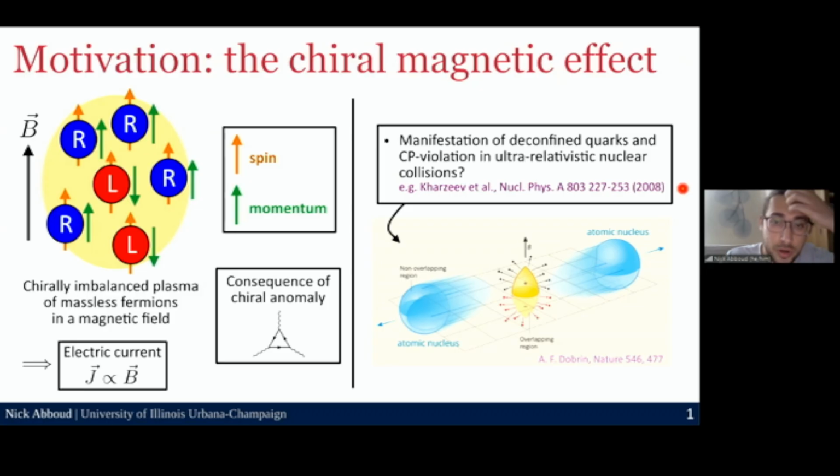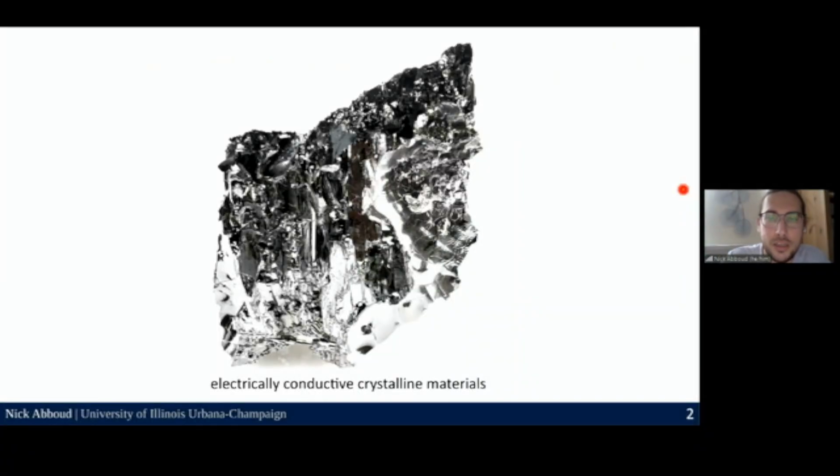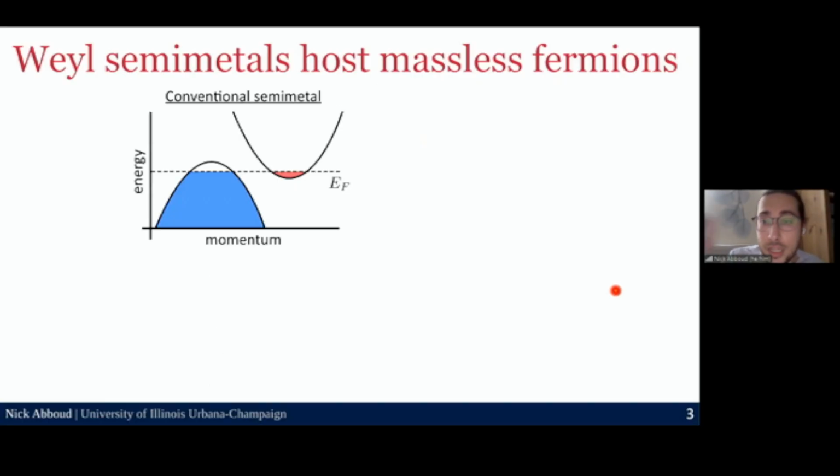But as I said, what I'm going to focus on today is the materials context, the shiny rock context of electrically conductive crystalline materials. And people are interested in the chiral magnetic effect, in particular in a class of materials called Weyl semimetals, because Weyl semimetals realize massless fermions. So I want to unpack that statement a little bit.